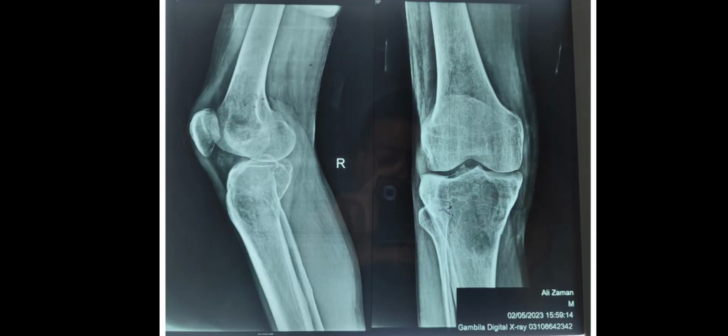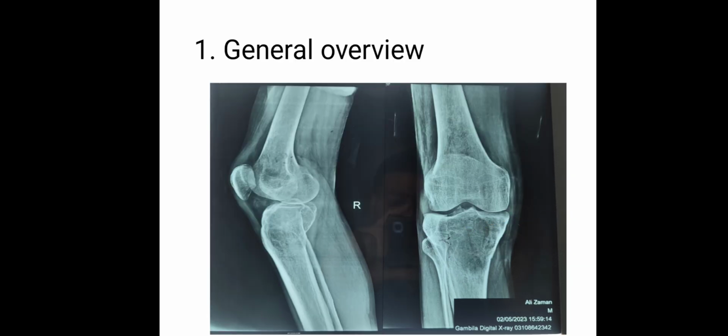This is the radiograph of the same patient. You can see a lesion present in the proximal tibia, but there is a systematic and a good way to present the radiograph. First of all, we should undergo a general overview like the rest of the radiographs. We should comment upon the views, like this is the X-ray of the right knee, AP view and lateral view.